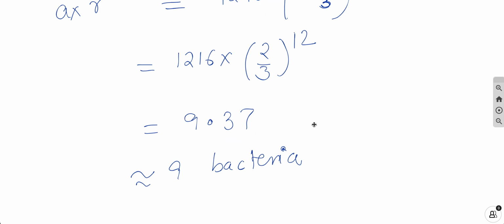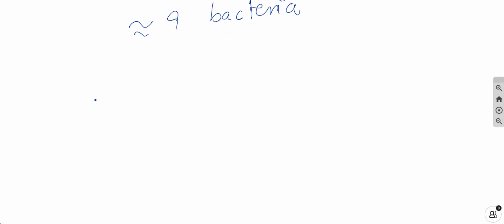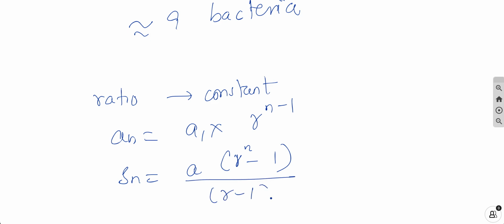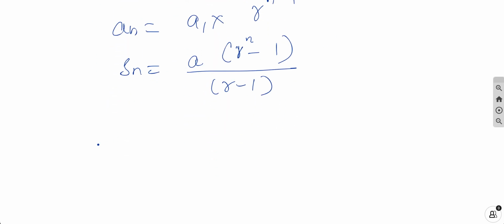So let me summarize. In case of a geometric sequence, first the ratio remains constant, and the nth term is given by the first term times common ratio raised to n minus 1, where n is the number of terms, and the sum of terms is given by a times r raised to n minus 1 upon r minus 1. Those who want to know the derivation, I'll give you a simple version.